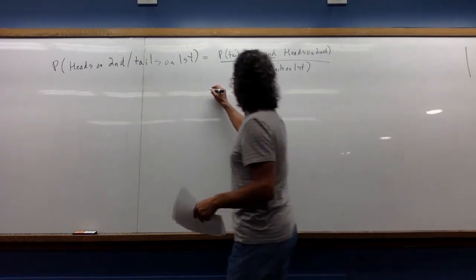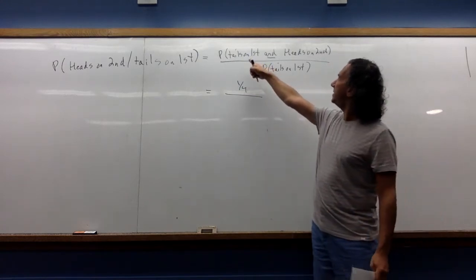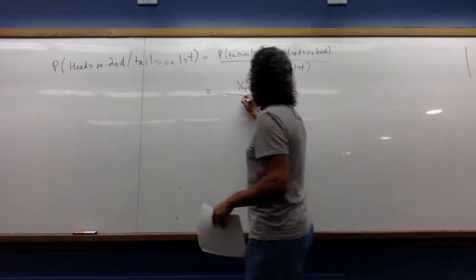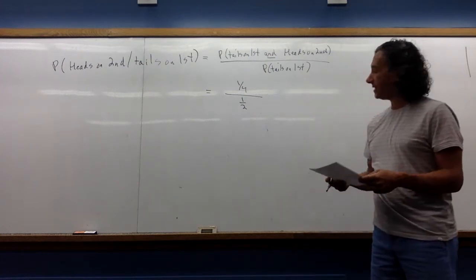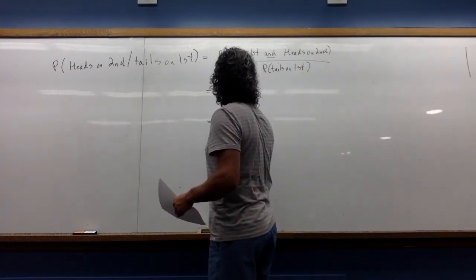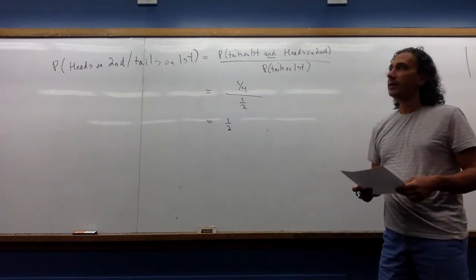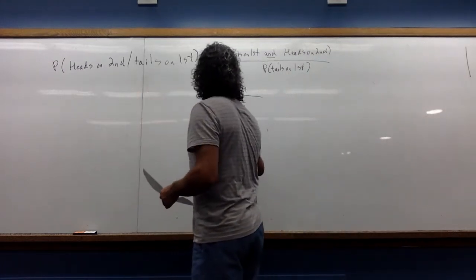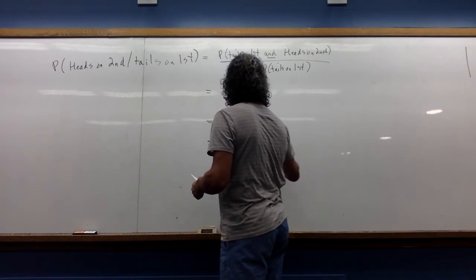So this is what we saw last time. Tails on the first and heads on the second: that probability is 1 out of 4, right? There's only one way that you can get tails then heads. There are 4 possible outcomes. The probability of tails on the first is 1 out of 2. You flip a coin once, 2 possibilities, and tails is one of them. And 1/4 divided by 1/2 is 1/2. But that's interesting, because this is exactly equal to the probability of heads on the second toss.